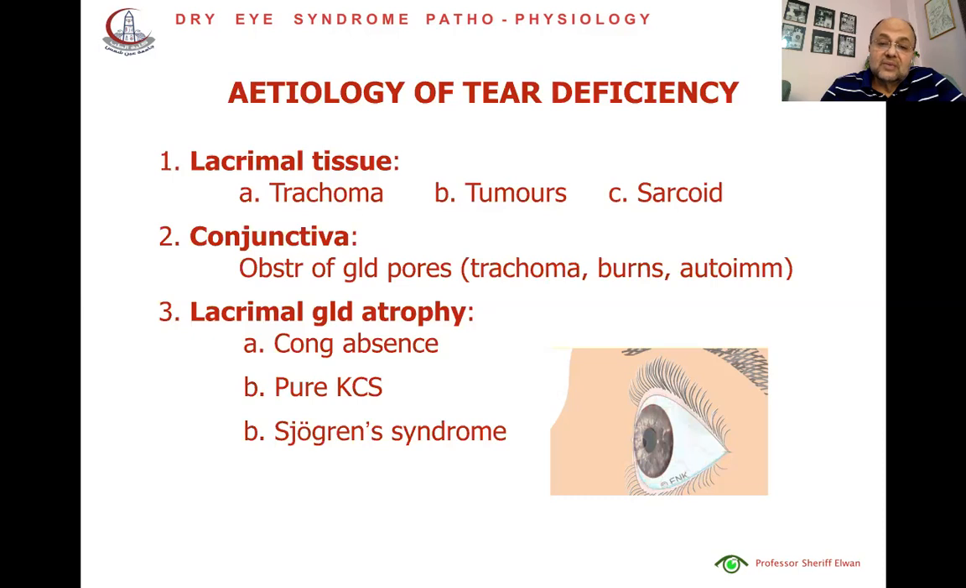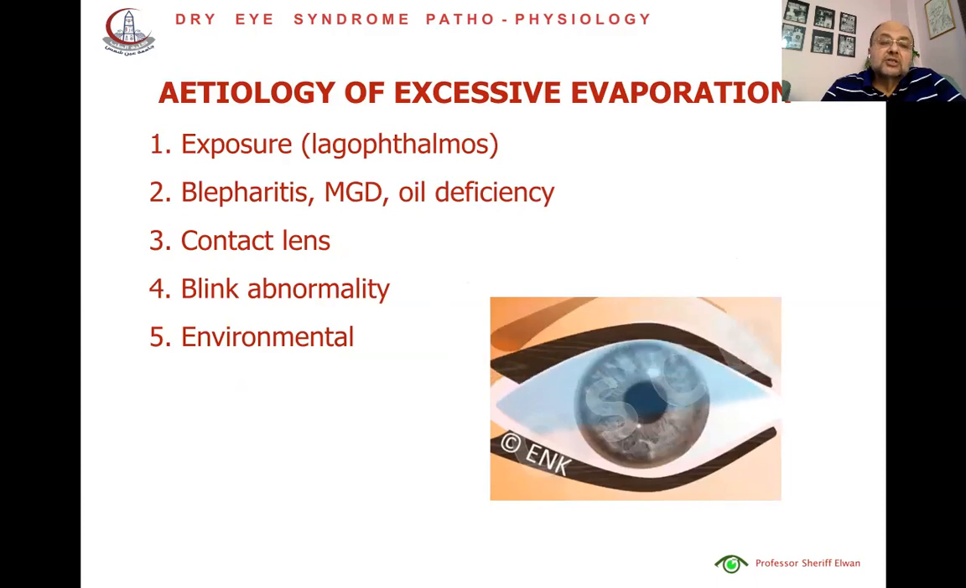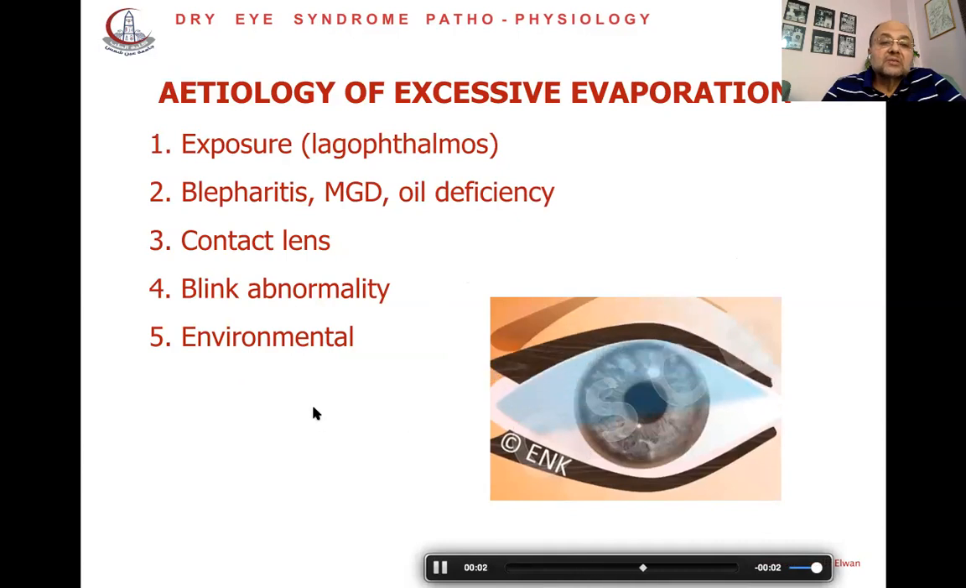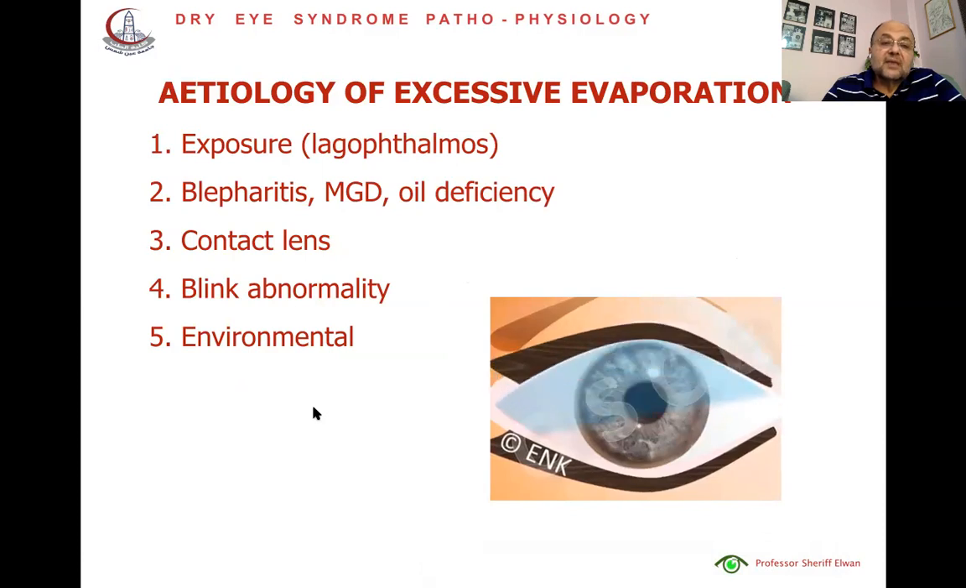The lacrimal gland might be congenitally absent, which is a rare condition. Pure keratoconjunctivitis sicca, which is a pure decrease in the secretion, as we said in the definition, or Sjogren syndrome. Excessive evaporation may occur in conditions of more exposure, like lagophthalmos, blepharitis, meibomian gland dysfunction, oil deficiency, or contact lens wear.